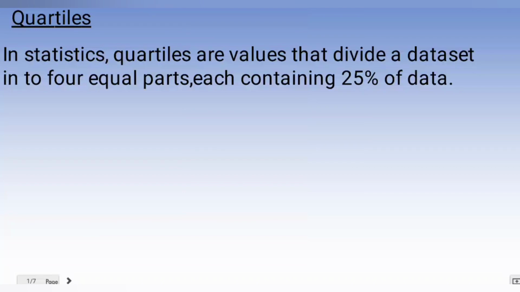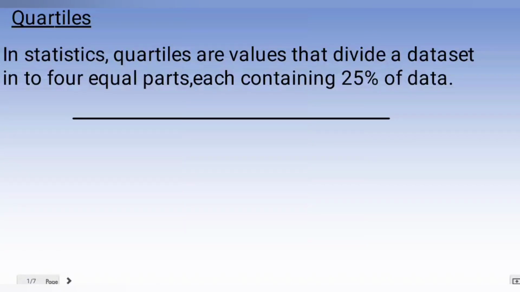Guys, welcome back. In this video, we are going to talk about quartiles. What are quartiles? In statistics, quartiles are values that divide a data set into 4 equal parts. Each part contains 25% of data. I will show you this on a number line. Just imagine a data set you plotted on a number line. So it will look like this.